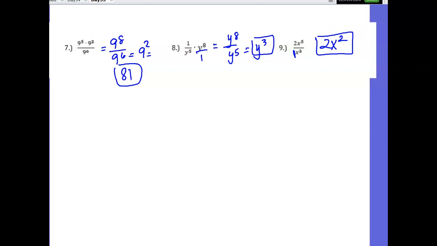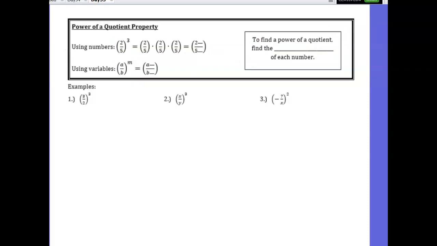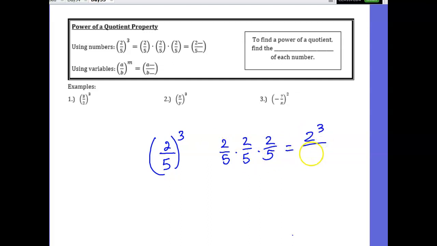The next property that we're going to talk about is the power of a quotient property. What that means is if you have a quotient or a fraction, and I'll do it big here again, 2 fifths to the 3rd power, it's just like saying 2 fifths times 2 fifths times 2 fifths. Now, how fractions work, you multiply the numerator straight across, so you'd get 2 to the 3rd divided by 5 to the 3rd power, 5 cubed.